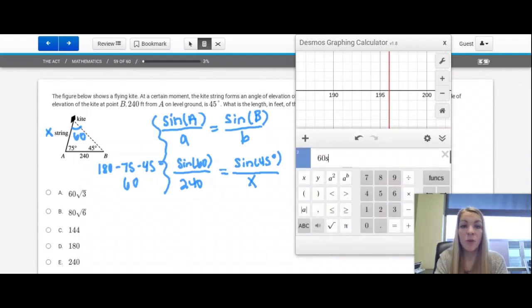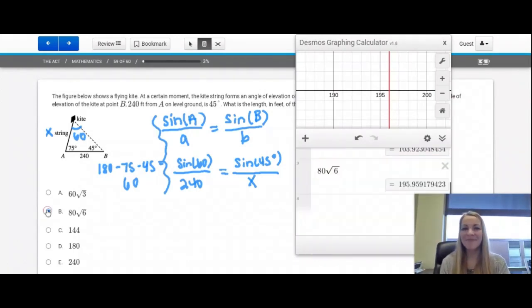60 times the square root of 3. That's 103, doesn't work. I can automatically say B, but let's just show it. 80 times the square root of 6 is that number that was really close to 196. So this option is B.